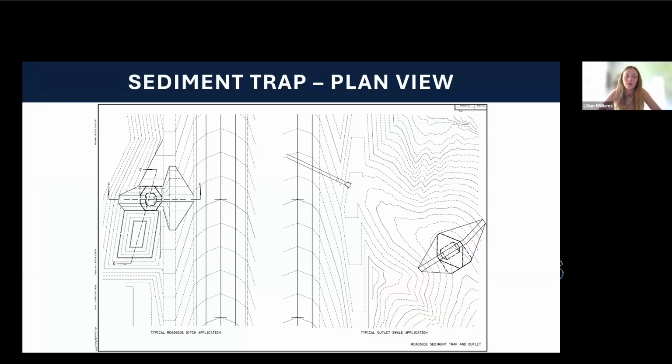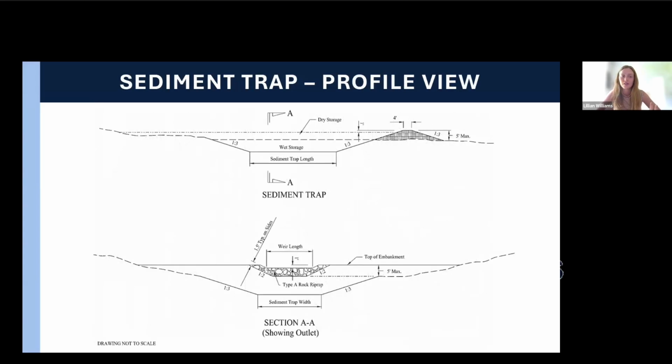We decided to go with the typical roadside ditch application, which has a kind of unique feature. You go down the channel parallel to the road being worked on, and then it turns 90 degrees into your basin. And so the one on the left is what we went with. And here's a few more details. You can see the side slopes are specified. The width will be specified on the next sheet that I will show you. And then it has a type A rock riprap, and that's for the emergency spillway outlet device.